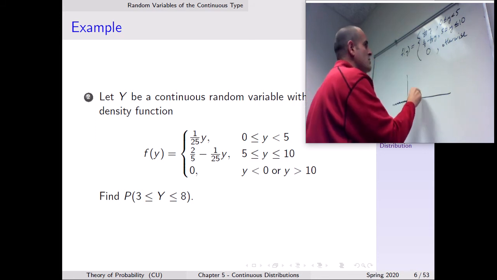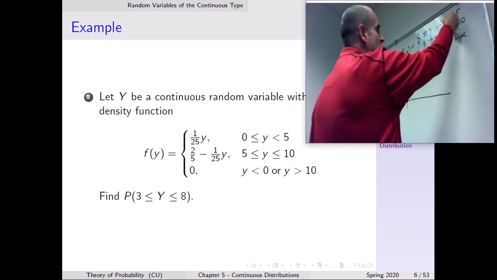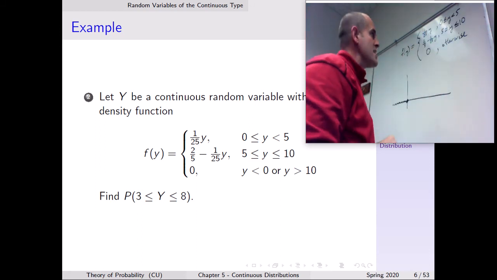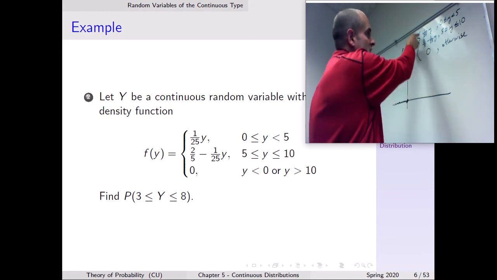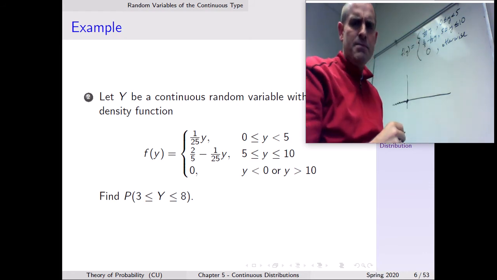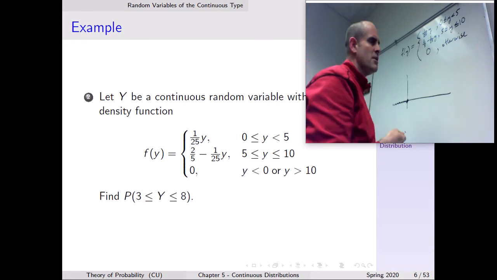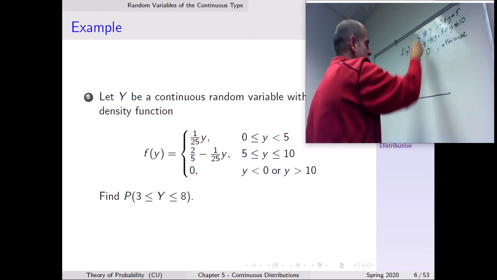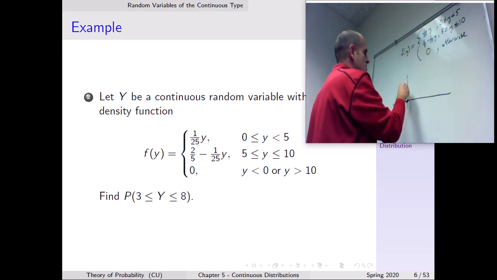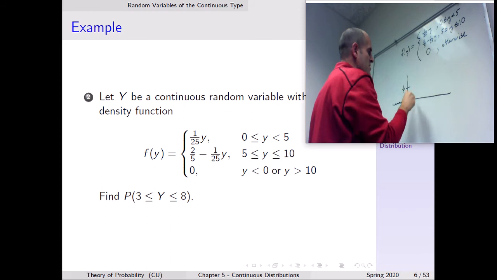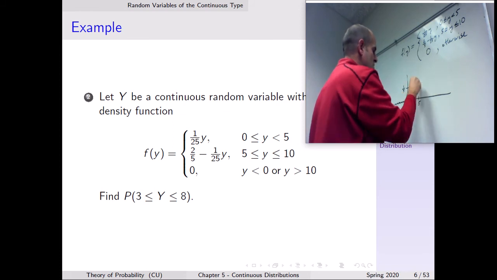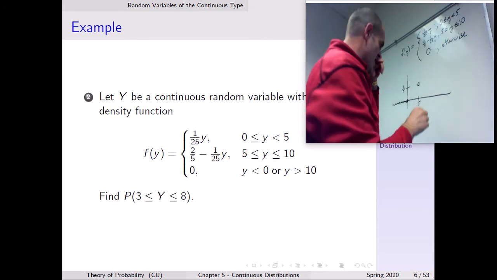So at 5, this is a straight line. 1/25 y is a straight line that goes through the origin and has slope equal to 1/25, because remember the equation of a line. If I plug in 5 into this, I get a 5th. This isn't really going to be to scale, but I'll put a 5th right here, and I'll put 5 right here. I'm going to put an open circle here because it says for y less than 5.